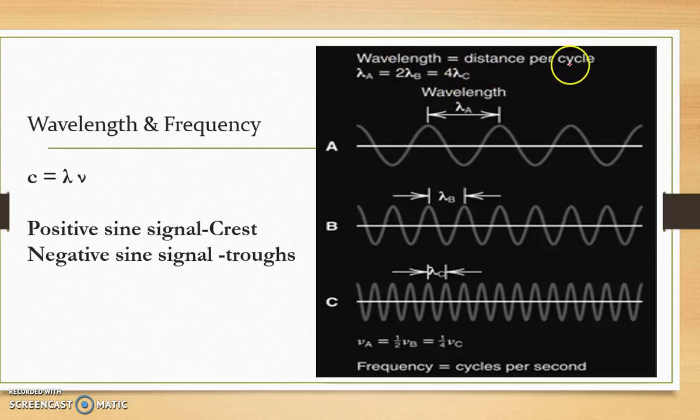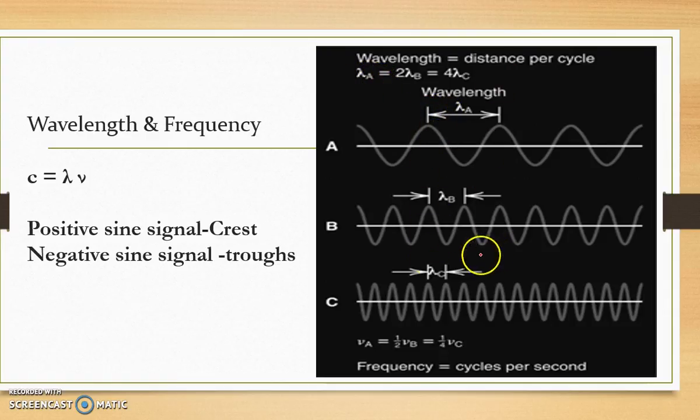Wavelength is nothing but distance per cycle. A cycle consists of both positive and negative. So this is a cycle. Next cycle starts here. So the distance between two cycles, or distance per cycle, is lambda. For example, for signal A, the wavelength is lambda A.